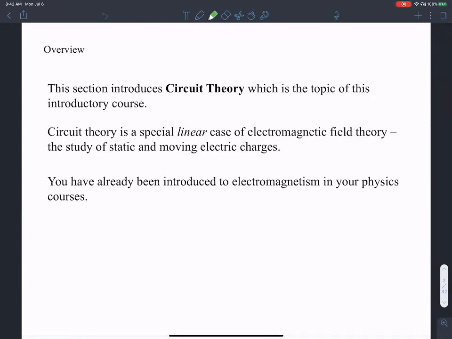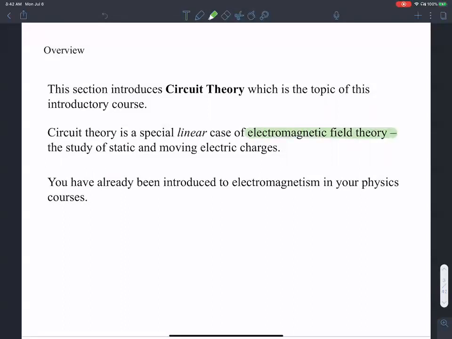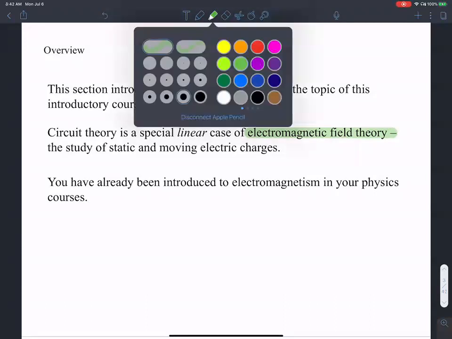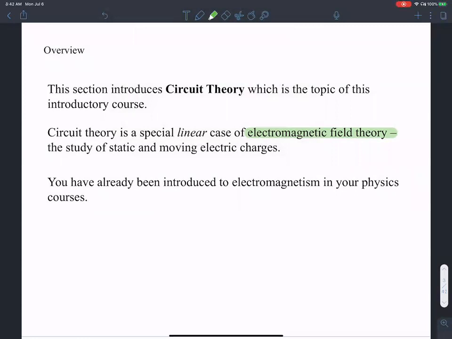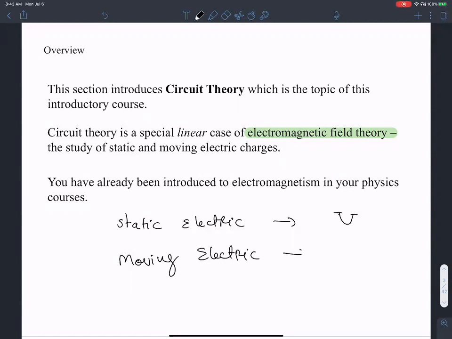Circuit theory is a special linear case of EMAG. Special Maxwell's equations are simplified into a linear assumption. You make certain assumptions. Study of static and moving electric charges. Okay. So this course is all about studying static electric charges, which we consider as voltage, and moving electric charges, which is considered as current. So we will be dealing a whole lot with voltage and current. Okay, you have already been introduced to EMAG in your physics courses. Think of circuit theory as a simplification.